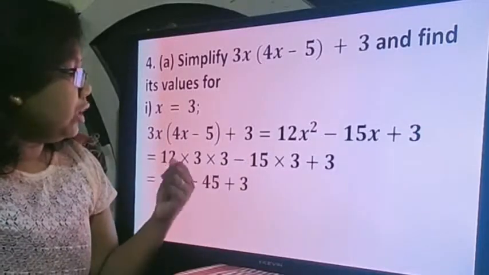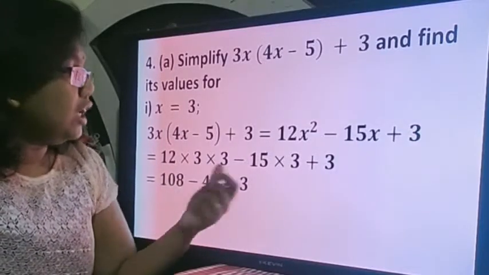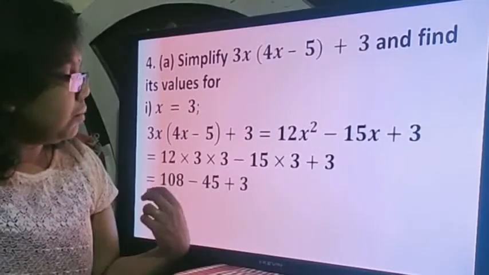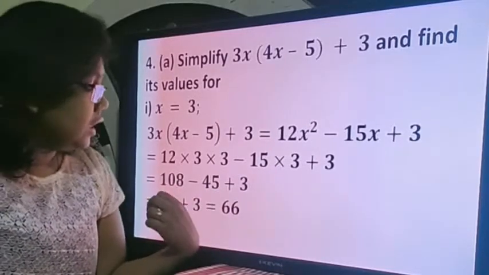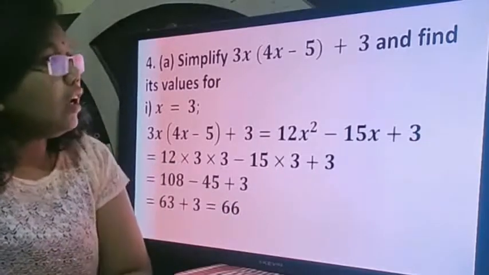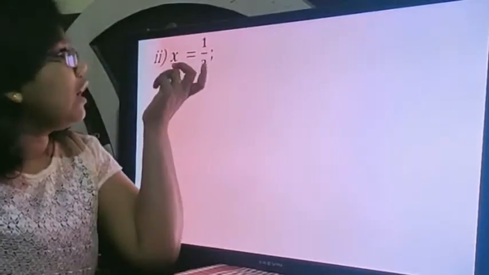So next step would be 12 into 3 into 3. So 12 9s are 108. 15 3s are 45. So 108 minus 45 plus 3. So 108 minus 45 is 63. Plus 3 you get 66. That's our final answer. Now for the next one we have to use the other value for x.